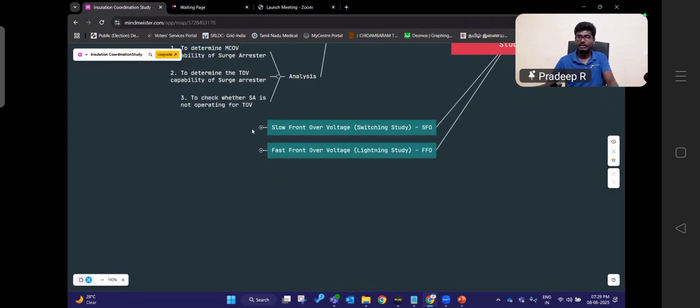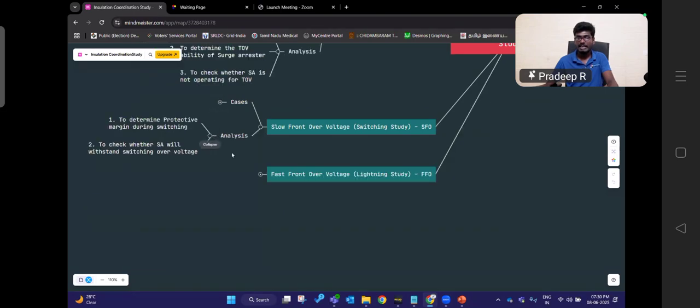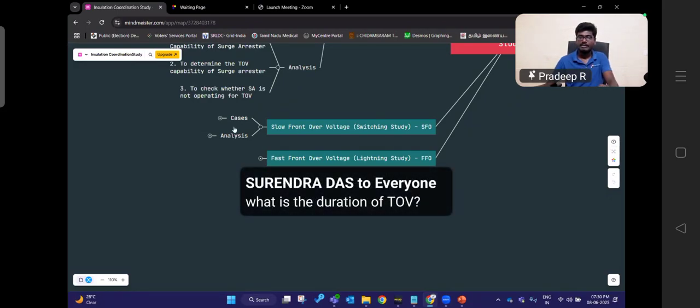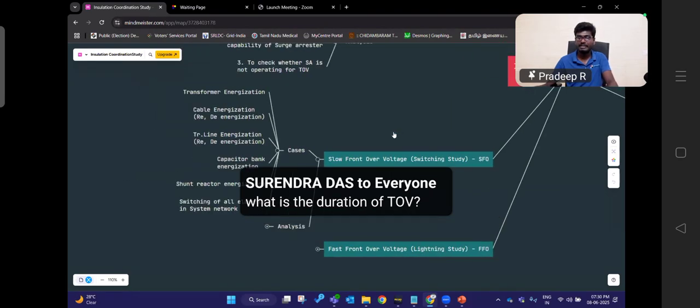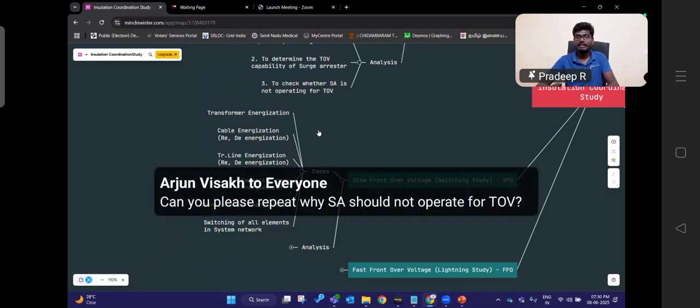So moving on to the slow front overvoltage, right? Slow front overvoltage is also known as switching surge in simple terms. For TOV, the voltage can also be named continuous. So what are the cases we will be creating in our SFO studies? Before that, I will explain generally.